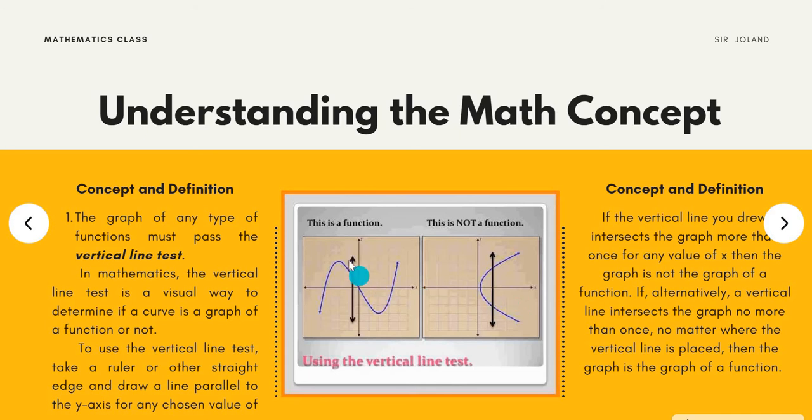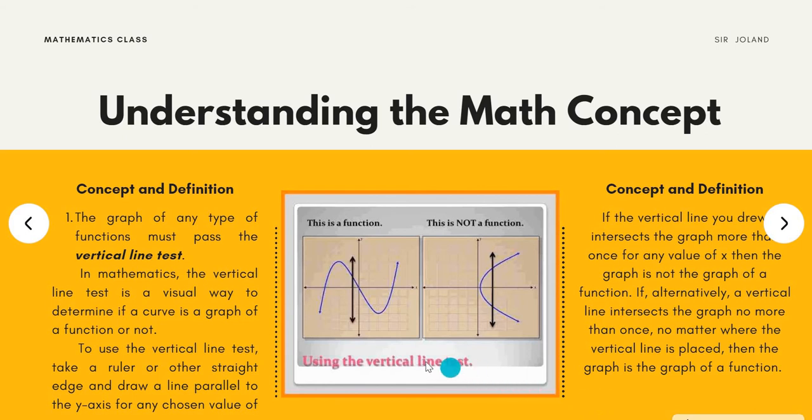Okay? Now, pag na-drawing niyo na yan, sir, paano yung malalaman kung alin dyan yung function at alin dyan yung hindi? So, kapag may vertical line ka na na-draw, ang gagawin mo lang dyan is to check, if the graph intersects more than once for any value of x, then the graph is not a graph of a function. If alternatively, a vertical line intersects the graph no more than once, no matter where the vertical line is placed, then the graph is a graph of a function.